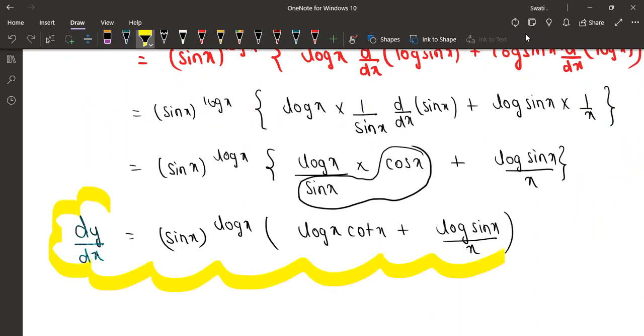So we are done with the third question as well. Now we can go to the fourth question. So let's move to the fourth question.